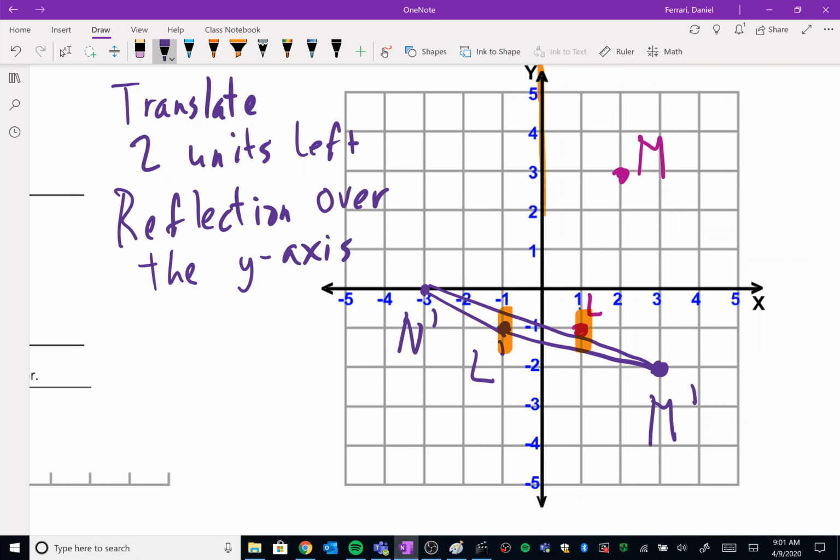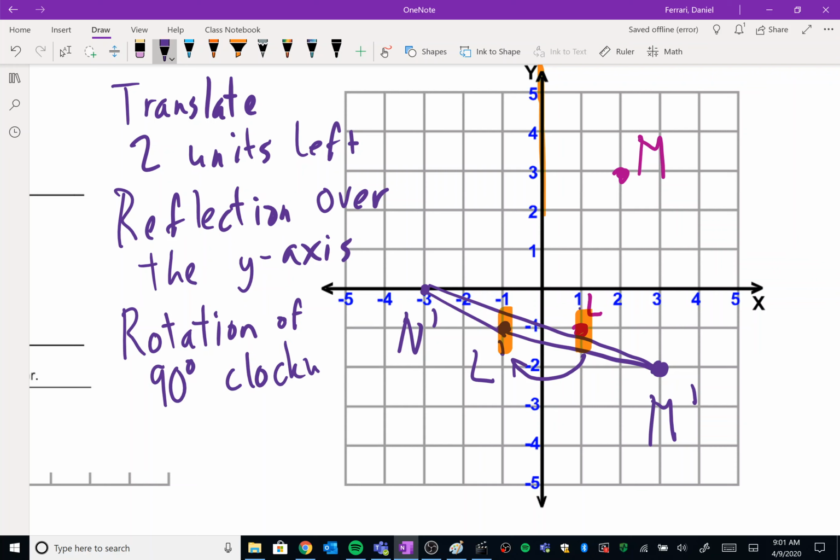Okay, and then we can also do this as a rotation. If I take point L and I rotate it 90 degrees clockwise, that will give me L prime. And if you don't believe me, take your paper and turn it 90 degrees clockwise, and you'll see exactly what I'm talking about. So this one could also be a rotation of 90 degrees clockwise. Okay, so we need to pick one of these 3 transformations, but only one of them can be the right answer.